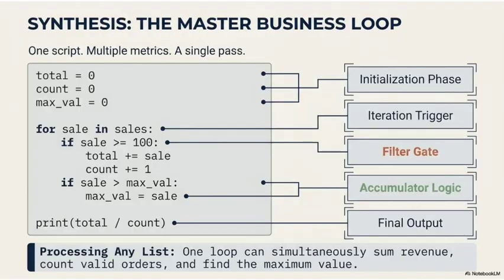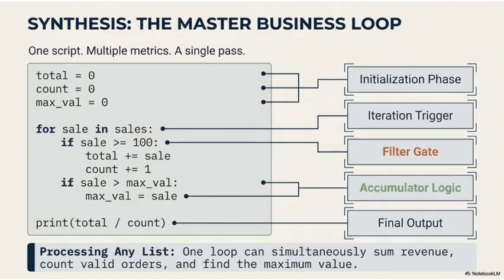The synthesis slide shows all 4 patterns: accumulator, counter, filter, and search, combined into a single master business loop. The initialization phase sets total equal to 0, count equal to 0, max value equal to 0, before the loop. The iteration trigger is for sale in sales. The filter gate, if the sale is greater than or equal to 100, screens each item. Inside the gate, the accumulator adds to total, the counter increments count, and the search pattern updates max value.